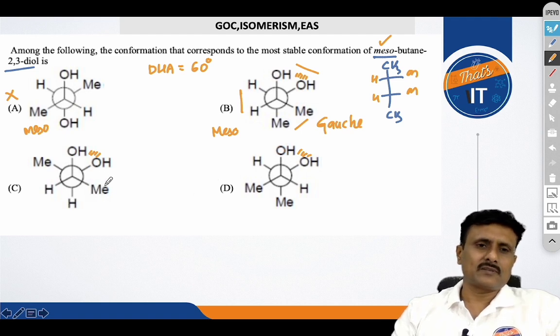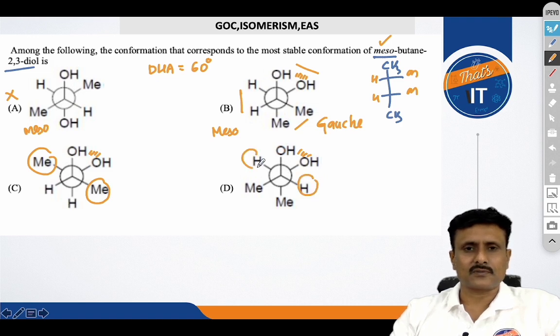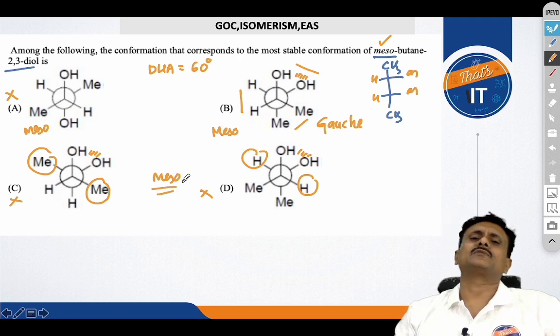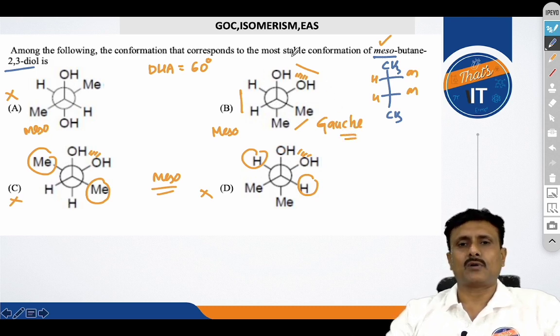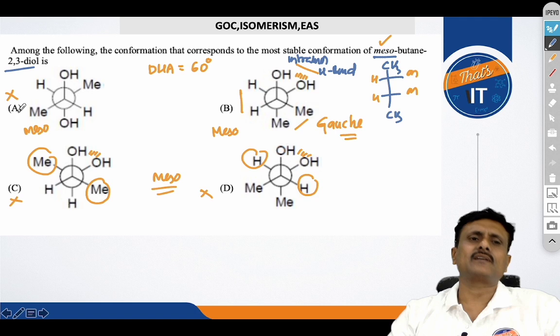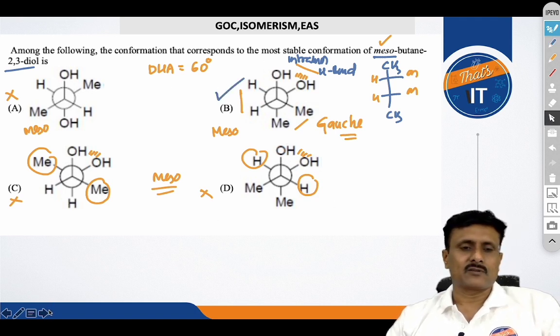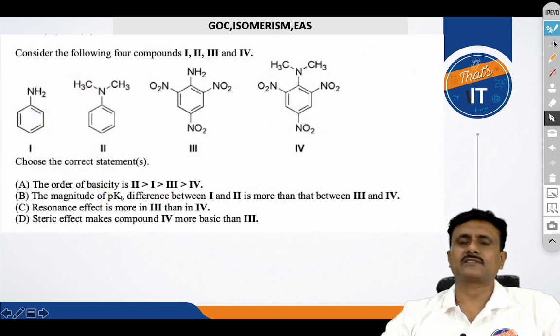However, this cannot be the meso isomer because two Me groups are opposite and here two hydrogens are opposite. So they are not meso. When they are not meso, there is no point of comparison, right? Among A and B, the Gauche is more stable because of the intramolecular hydrogen bonding. If there were any bromine kind of groups present, then A would have been the right option. So the right answer for this question is option B. We ruled out C and D because they are not meso. Alright, let's move on to the next question quickly.